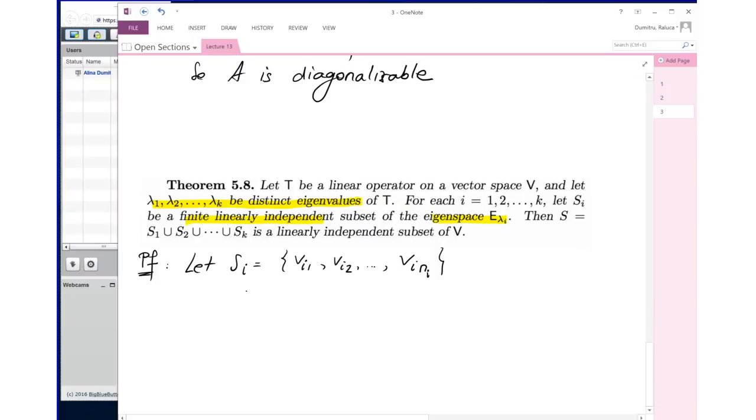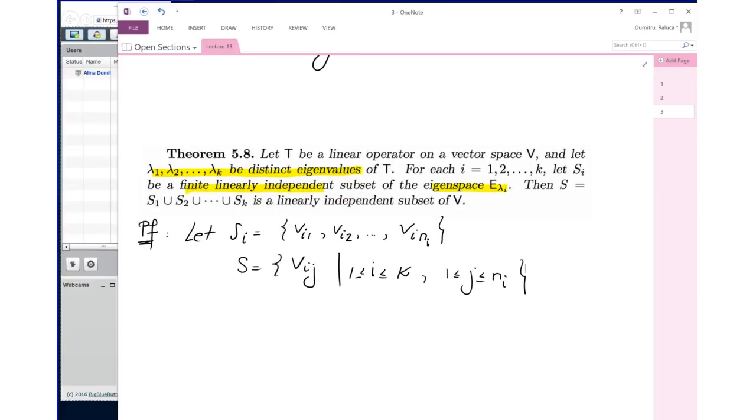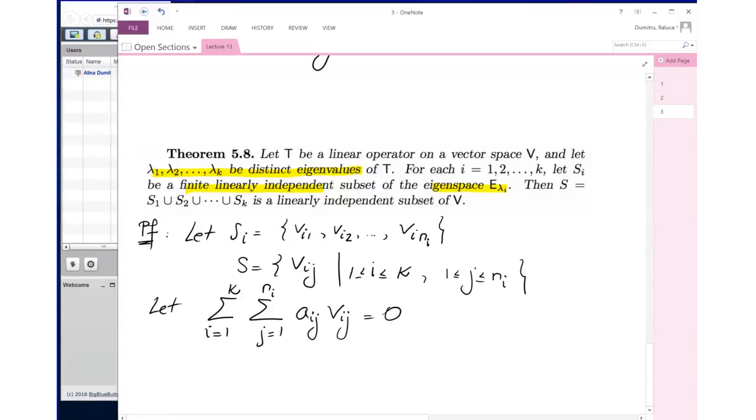So then S is the set of vectors Vij with I between 1 and k, and every j is between 1 and ni. All right, so this set, I want it to be linearly independent, so I'm going to set up a linear combination equal to 0. I have 2 indices, so I'm going to sum over both I from 1 to k and j from 1 to n sub I. And then Aij Vij equals 0. I want to show that all those coefficients must be 0.